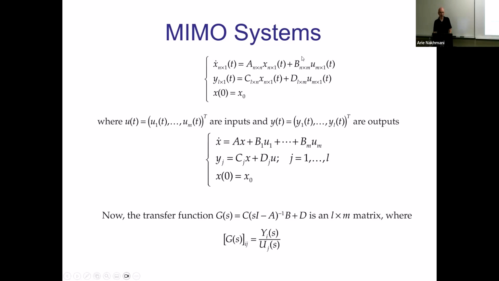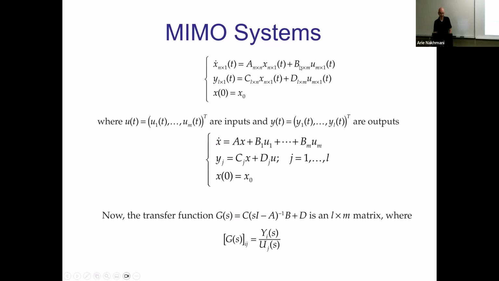So B will not be a vector. It will be given a particular number of inputs M and a particular number of outputs L. This matrix will be N by M, so M will be the number of inputs. That will be a matrix now, right? For MIMO systems, C will also be a matrix, which will be L by N, which means number of outputs by number of states, or order of the system, okay? And D will be a matrix. So D will be L by M, which is number of outputs by number of inputs.